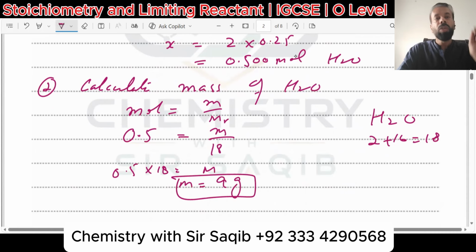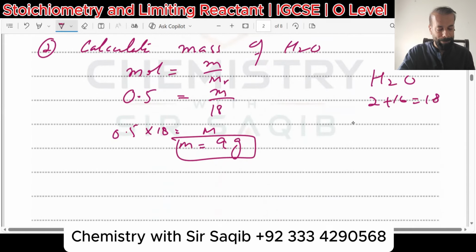Okay, so you are given information regarding oxygen, that from this much oxygen how much water is formed. So first you will calculate moles from the balanced equation. Once you get mole, you can calculate its volume, its mass, whatever is asked. Okay, is it clear?